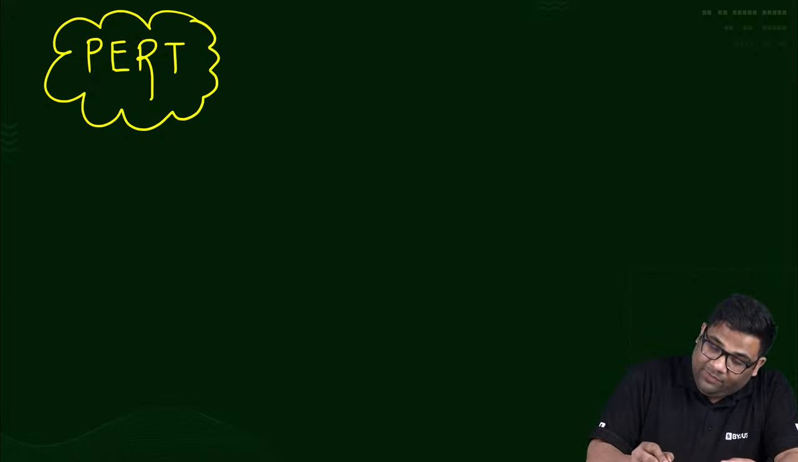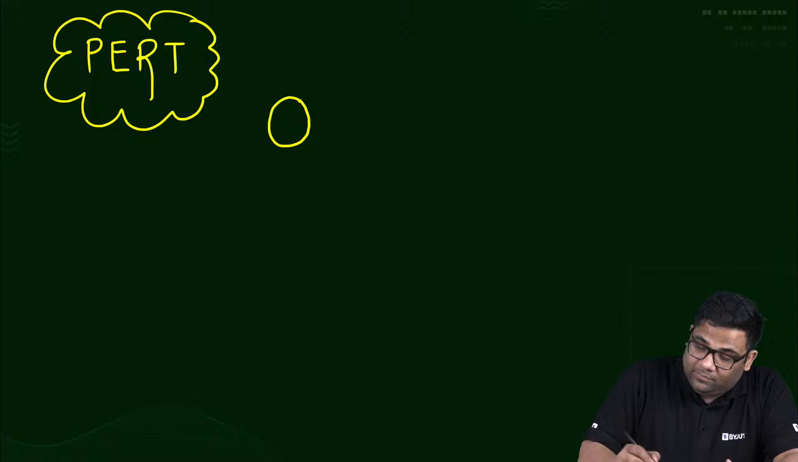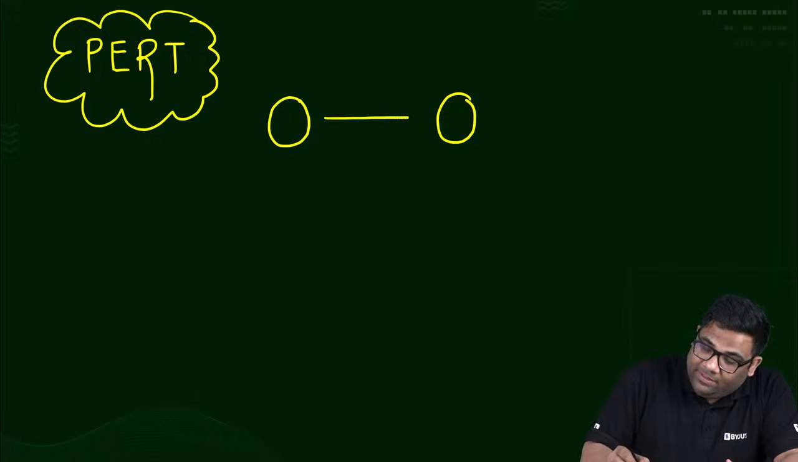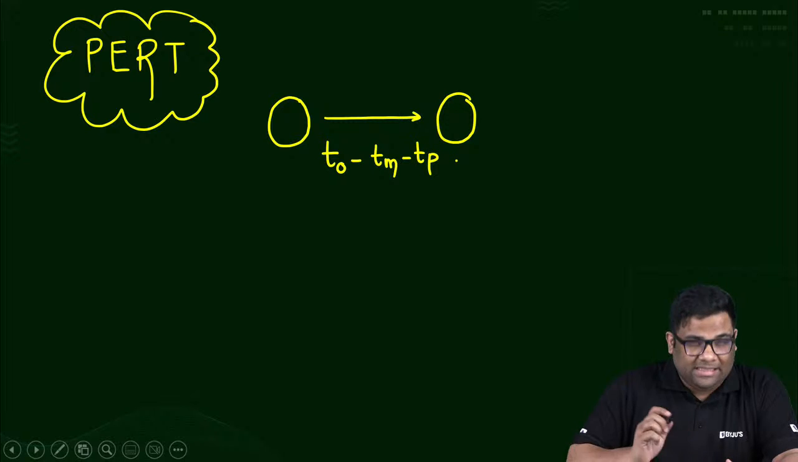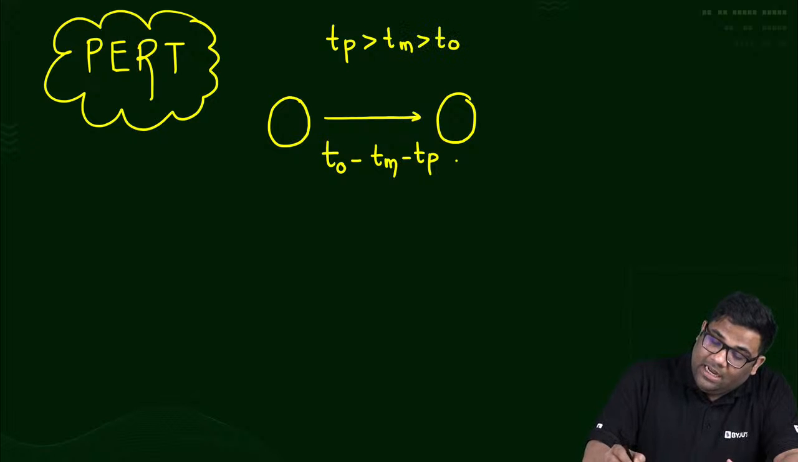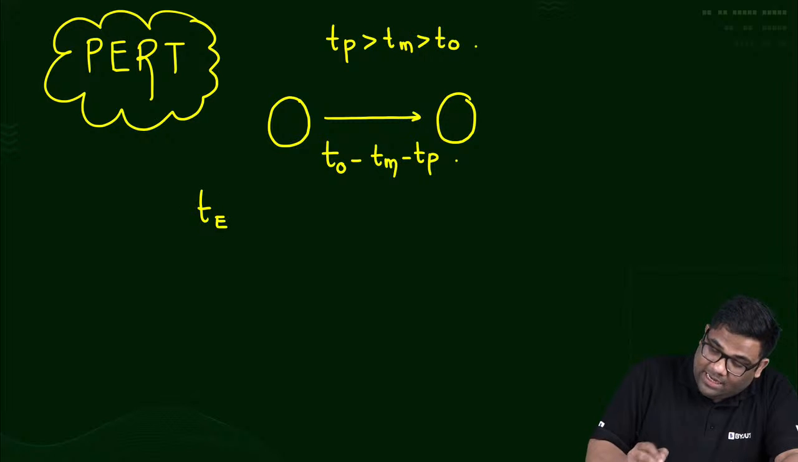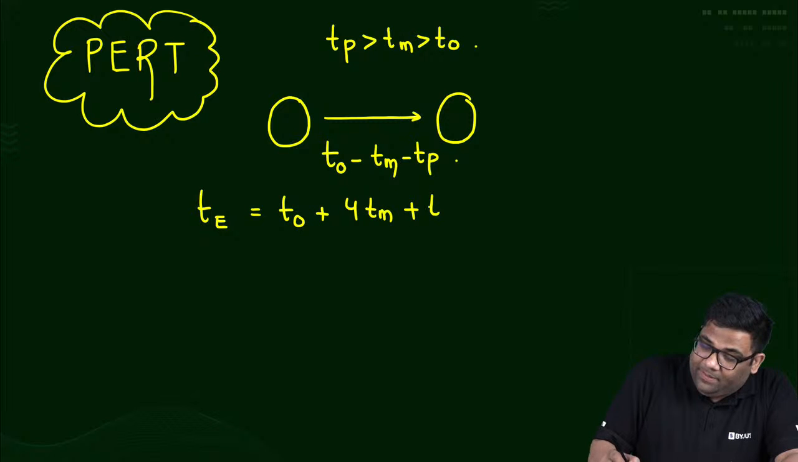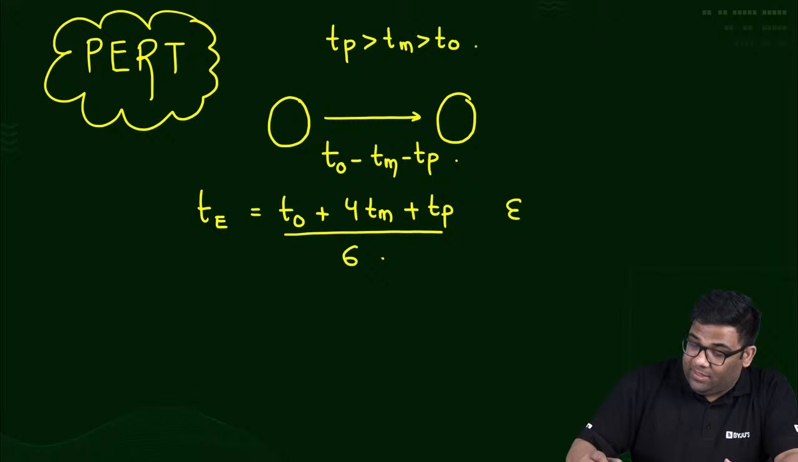Yes, next. Okay, so PERT. In PERT, any activity has 3 time estimates: T naught, the optimistic one; most likely, TM; and then pessimistic, TP. TP will always be greater than TM, and TM greater than T naught. And the expected time of this particular activity will be T naught plus 4 times TM plus TP, divided by 6.